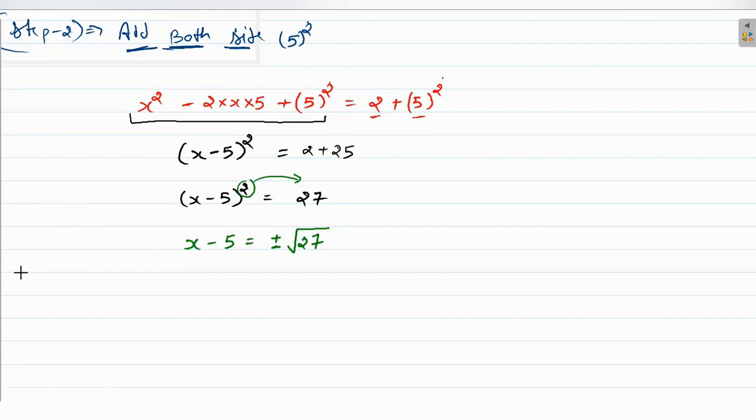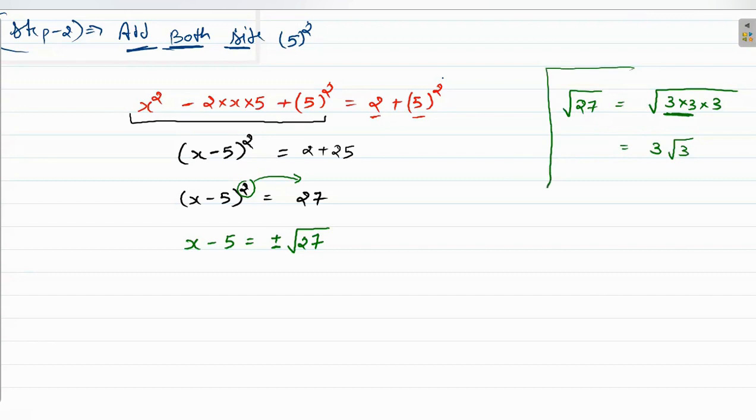Get it? That's it. Whenever you put a square root, there are two possible answers that we will be getting. One is a positive answer, one is a negative. So how to solve root 27? Do you know? Root 27 can be solved as 3 times 3 times 3. These two 3s make a 3 square, so it will come outside, and you are just left with this. Yes or no? So I can say root 27 can be written as 3 root 3.